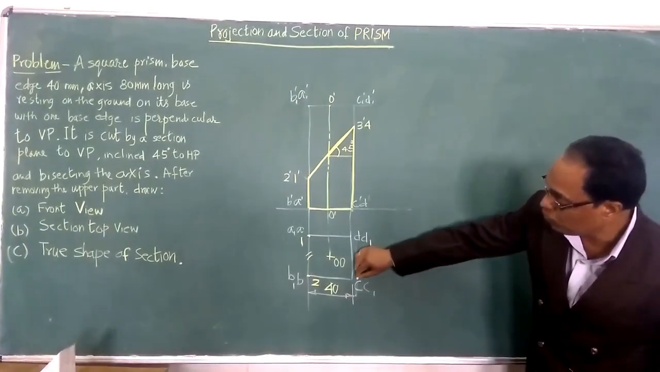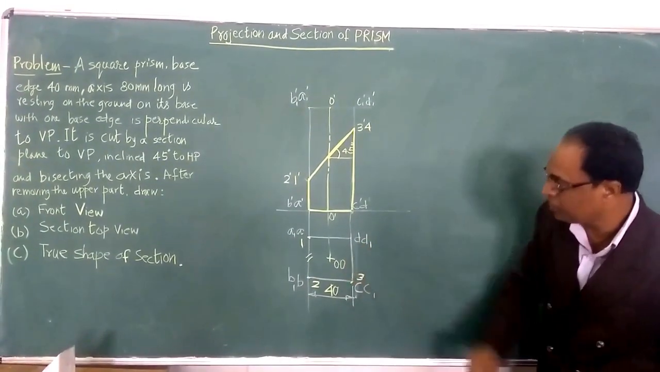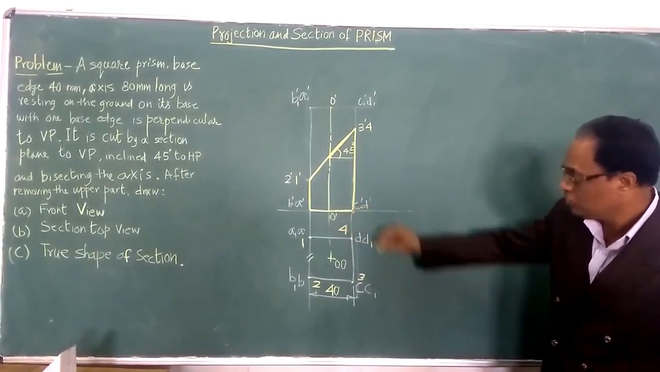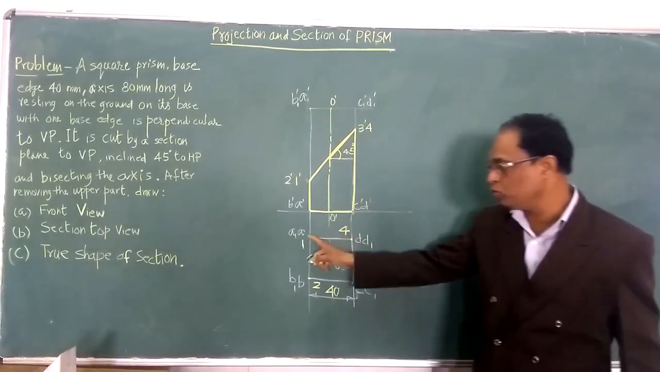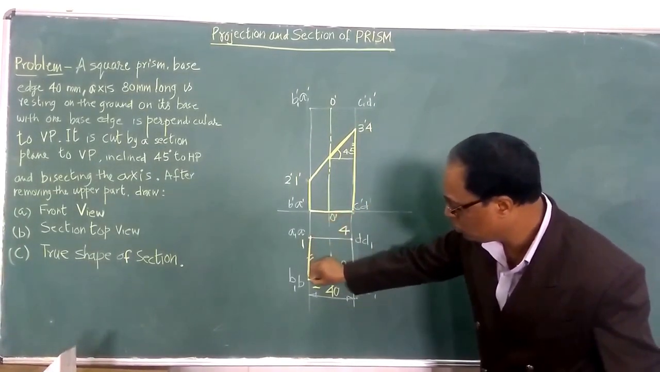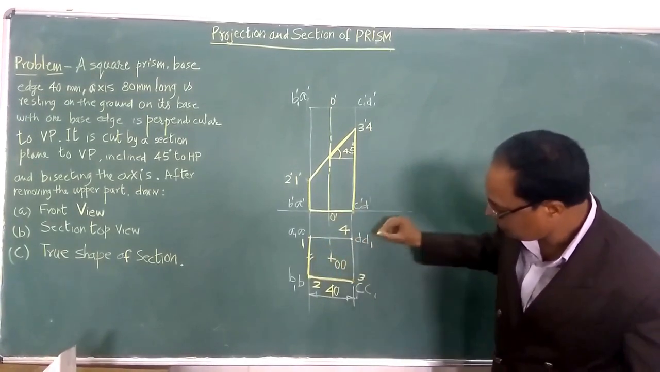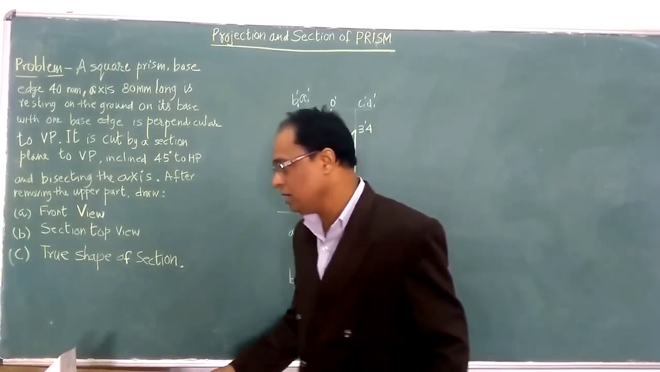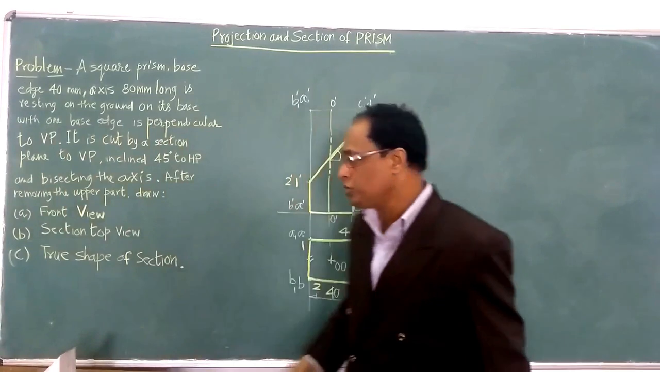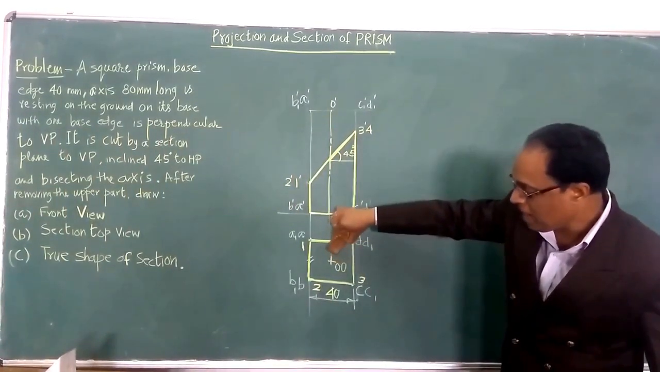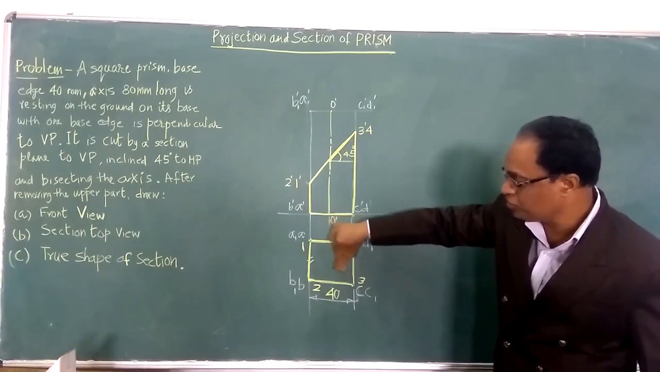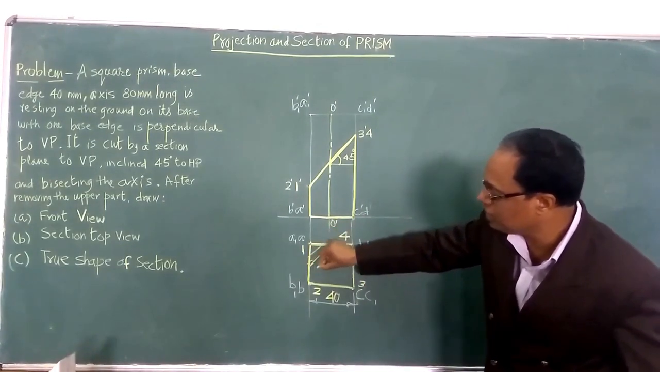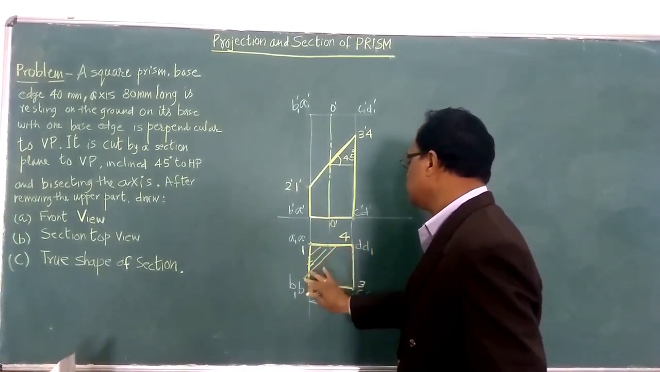Point 3, the top view of point 3 will be from here. And the top view of point 4 will be from here. Join 1 to 2, 2 to 3, 3 to 4, and 4 to 1. This is the sectional top view. As per the conventions, show the sections by hatching lines, section lines.